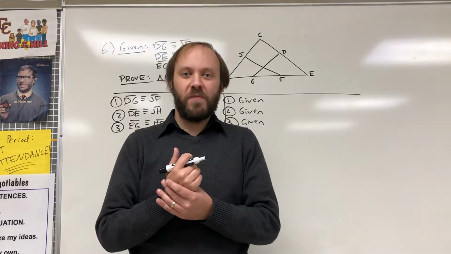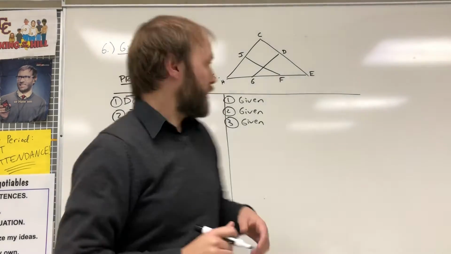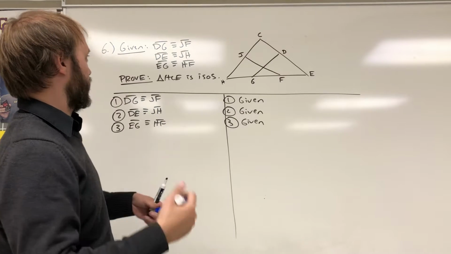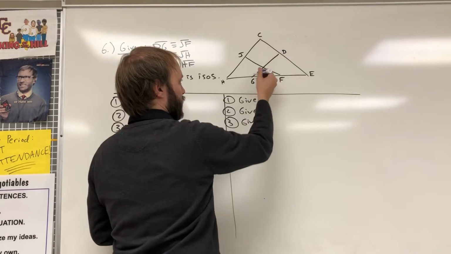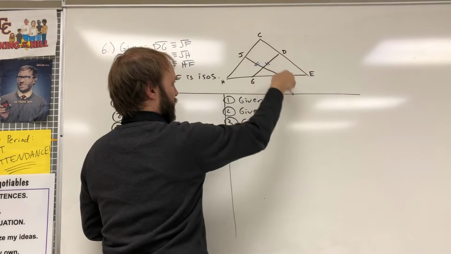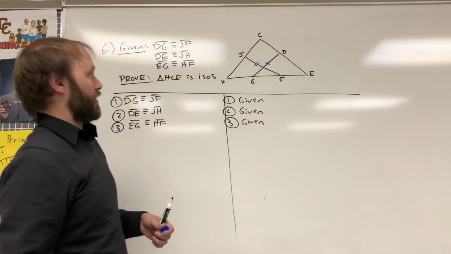This is proof number 6 from the Chapter 3 review. If you take a look at the givens, they tell me that DG is congruent to JF, and so that's a full segment here, and that's a full segment there, so somehow or another we want to mark that those two full segments are congruent to each other.